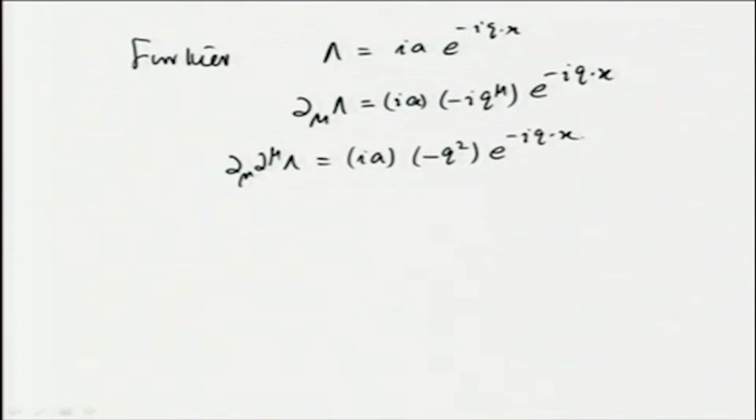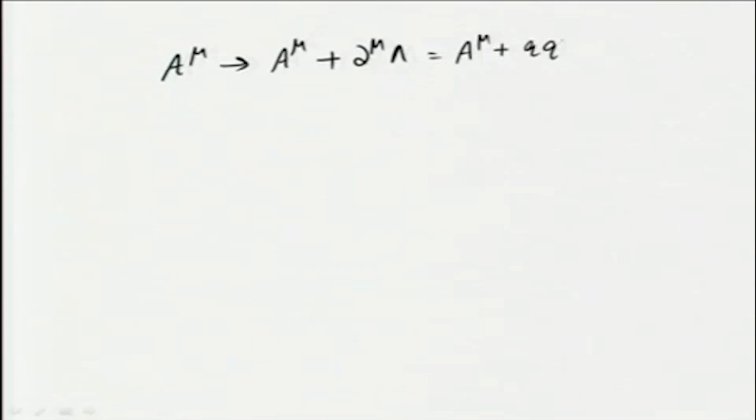But q square is equal to 0 says that this is equal to 0. So, a scalar function satisfying dou mu lambda equal to 0 is i A exponential minus i q dot x. Well, this i A is kept like that because of reasons that will be clear just now. So, this is 0 because q square is equal to 0.